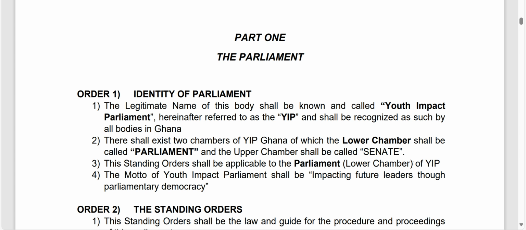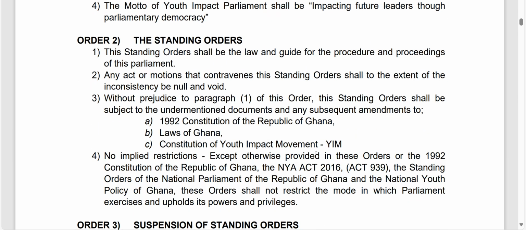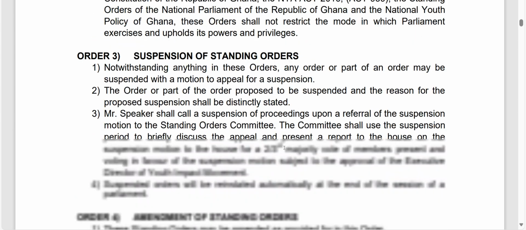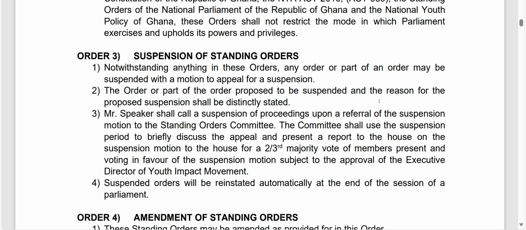So from the first order, it recognizes that this is a bicameral legislature, and then there is an upper chamber, because you need to clearly put that identity of the House. So we needed to put that there in the amendment. Order 2, I already spoke about. Order 3, suspension. Some of the standing orders can actually be suspended, and there's a procedure for this suspension. And then when you read through, you know.